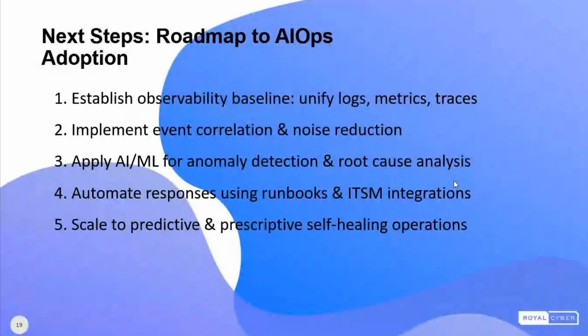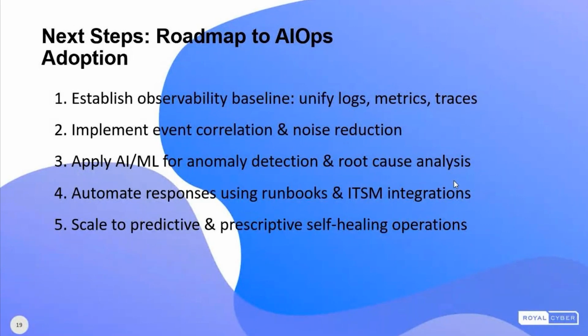Establish an observability baseline, unify logs, metrics, and traces. This is the adoption roadmap. Implement event correlation and noise reduction. Apply AI/ML models for anomaly detection and root cause analysis. And automate responses using runbooks and ITSM integration, then scale to predictive and prescriptive self-healing operations.